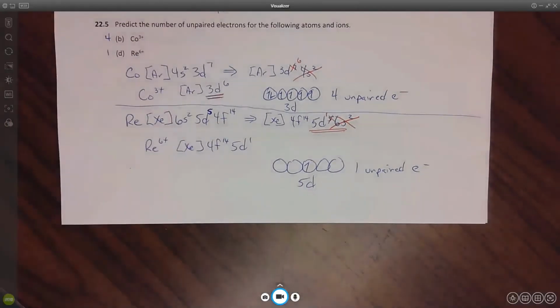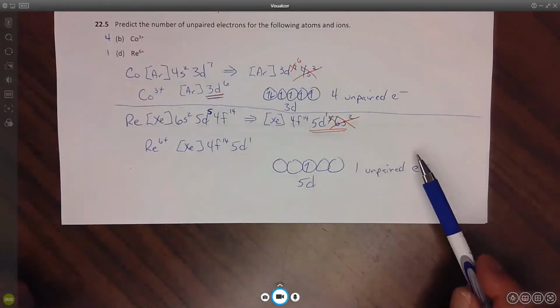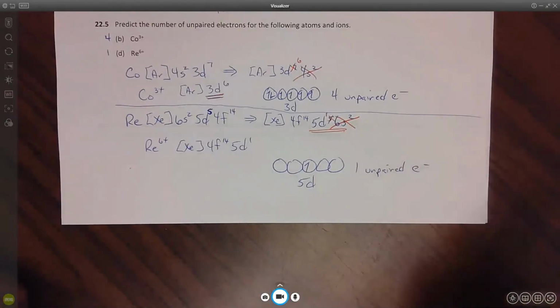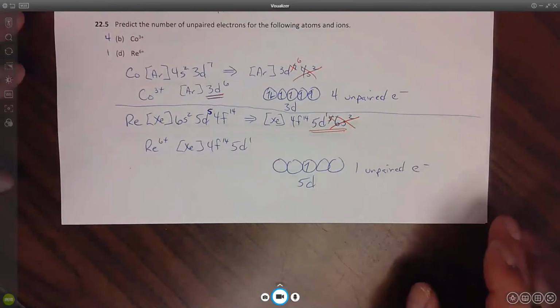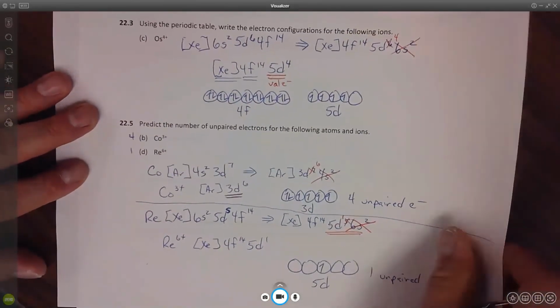Okay, again, this is important because most of the properties for transition metals depend on the number of unpaired electrons they have. Okay? So let's try another problem then.